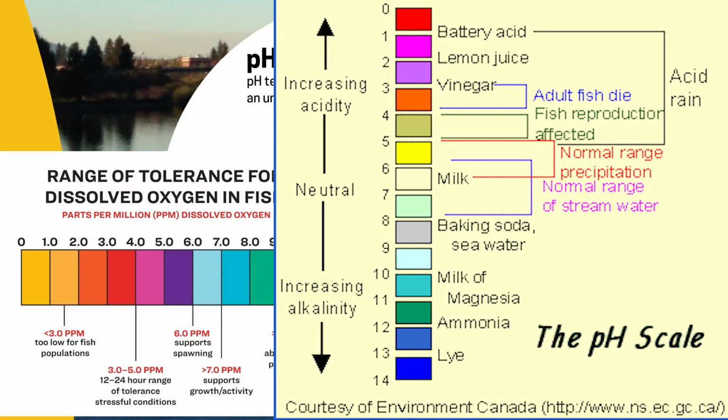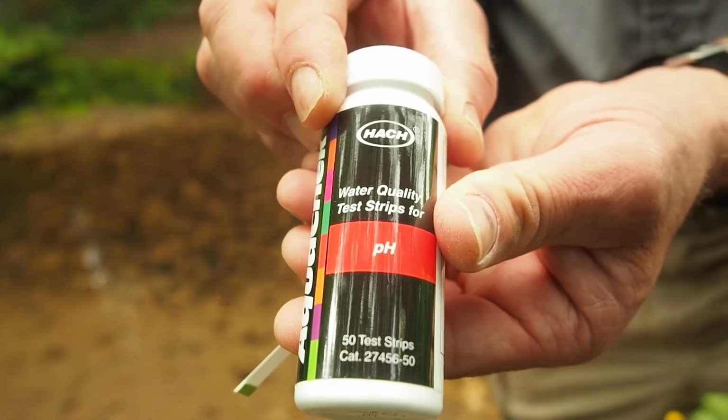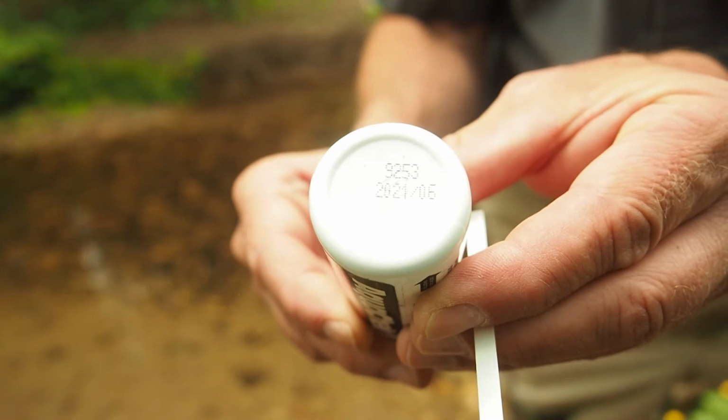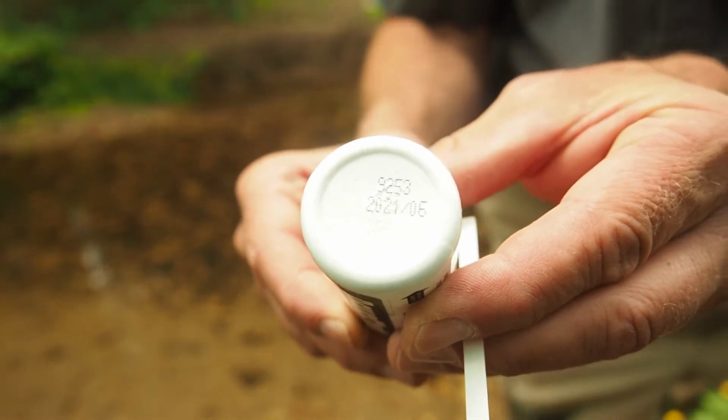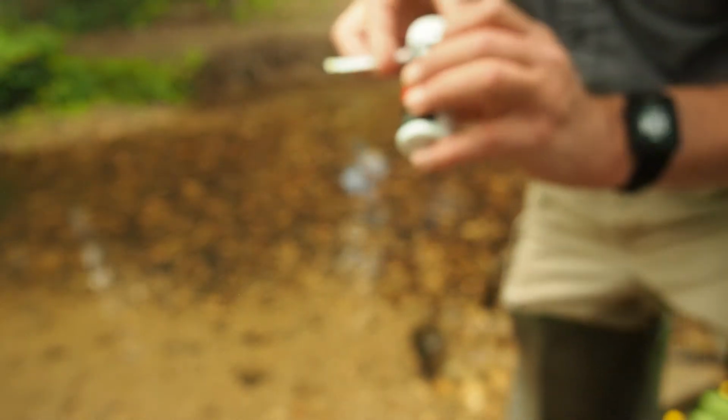IDAH2O uses a particular type of pH test strips. These Hawk mid-range pH test strips are suitable for use in an unbuffered solution. Otherwise, these are very similar to the test strips or pH paper used in pools, aquariums, and science classrooms.